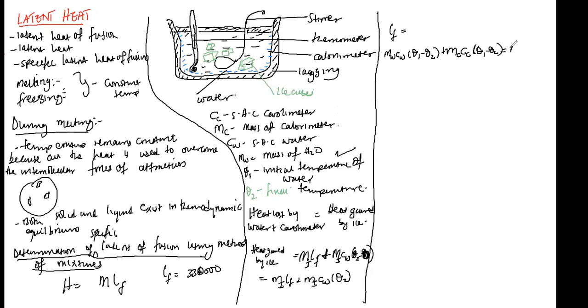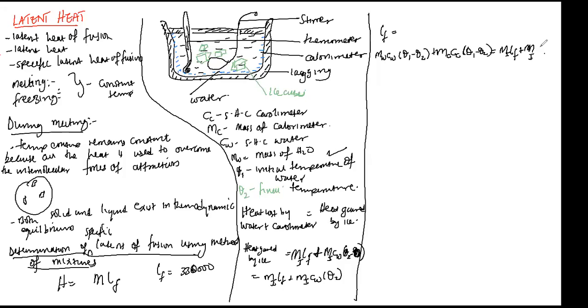It's supposed to give us mass of ice times latent heat of fusion of ice plus mass of ice times the specific capacity of melted ice. Melted ice becomes water, times θ2. So make LF the subject. To make latent heat of fusion the subject, we get mass of water, specific capacity of water, plus mass of the calorimeter, specific capacity of the calorimeter, times θ1 minus θ2, minus MI, mass of the melted ice. This is melted ice.